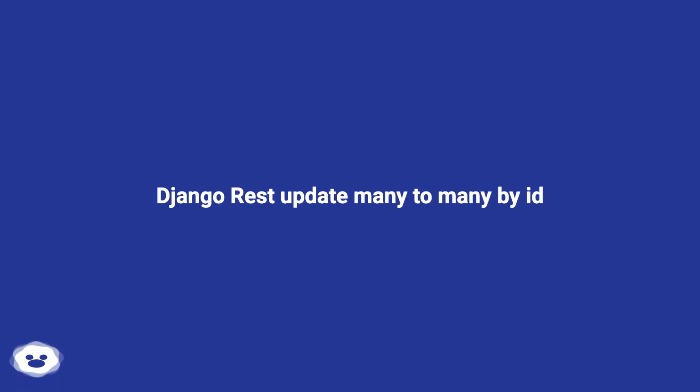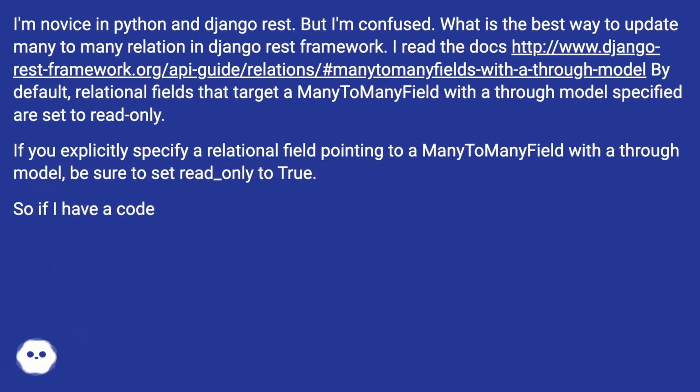Django REST update many-to-many by id. I'm a novice in Python and Django REST, and I'm confused. What is the best way to update a many-to-many relation in Django REST framework?